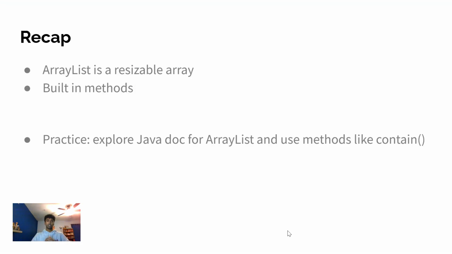Now that we've covered the ArrayList and done some practice, let's recap everything we did today. We learned that ArrayList is nothing more than a resizable array, and the ArrayList object is just a wrapper around the data structure array. And the ArrayList class offers us a variety of built-in methods like .get and .add that make it really easy to interact with. Some practice to do by yourself now is explore the Java doc for ArrayList and use methods like .contains and some of the other less popular ones.